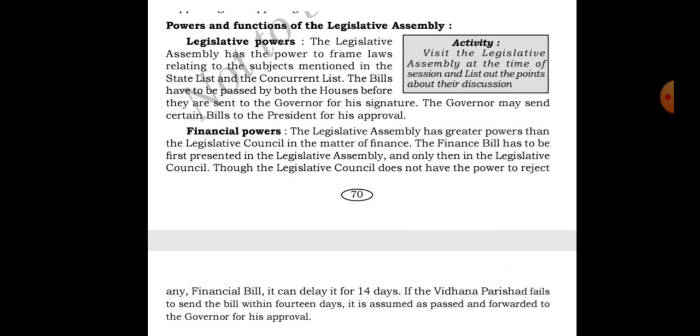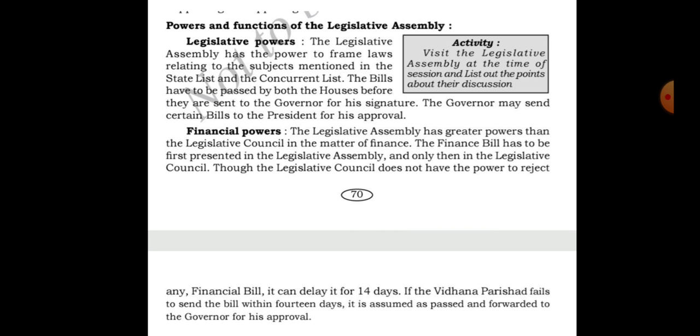The bills have to be passed by both the houses before they are sent to the governor for his signature. The governor may send certain bills to the president for his approval depending upon the subject on which it is made. So that comes under legislative powers. As I said, in the union government, before it becomes a law, it is called a bill. Any bill can originate either in the legislative assembly or in the legislative council. So that is called legislative power.